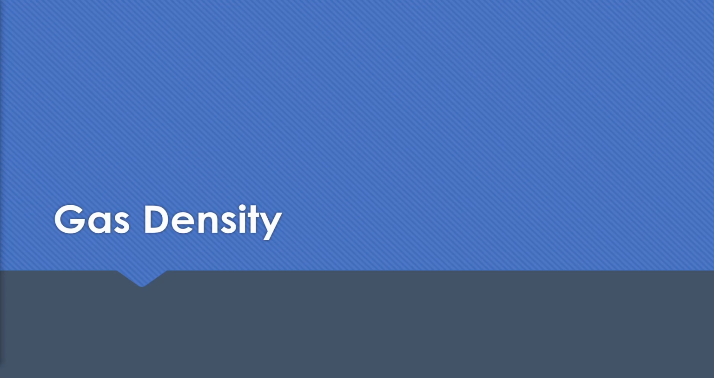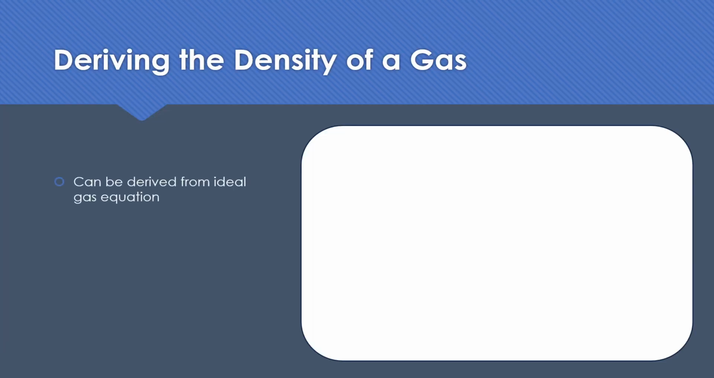All right, let's talk about derivations of the ideal gas law. So the first one is gas density. You can derive the density of a gas from PV equals nRT if you remember that density is mass over volume. We're kind of used to seeing mass in grams per milliliter, but densities of gases are given in grams per liter, and you'll see why.